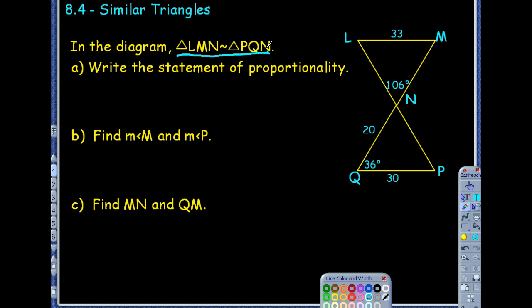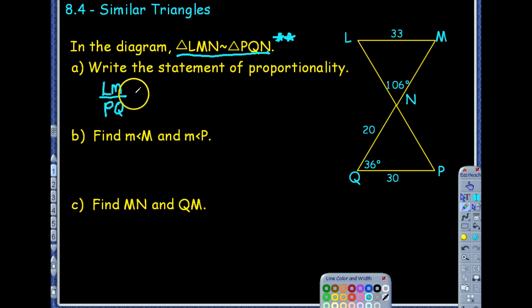The first thing I want you to do is write the statement of proportionality. This is just a review from yesterday, so go ahead and do that and then check with us. Let's write our proportionality. I'm looking not at the picture, but at the similarity statement. I know that segment LM corresponds to segment PQ.